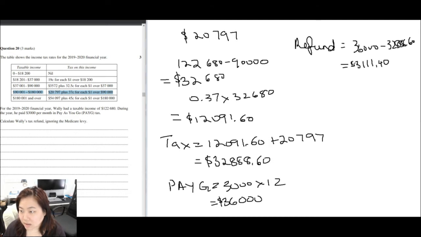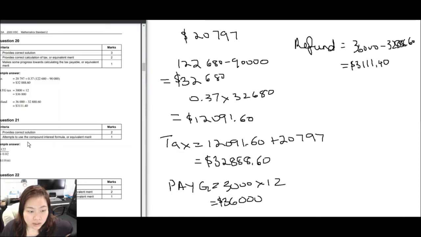40 cents. Now usually when you do tax, you pay in whole dollars, you don't have cents. So I'm not sure if it applies to HSC questions as it does in real life. It doesn't say correct to the nearest dollar, so I'm going to assume that they still want the cents in there. So I'm going to say the tax refund is $3,111.40.